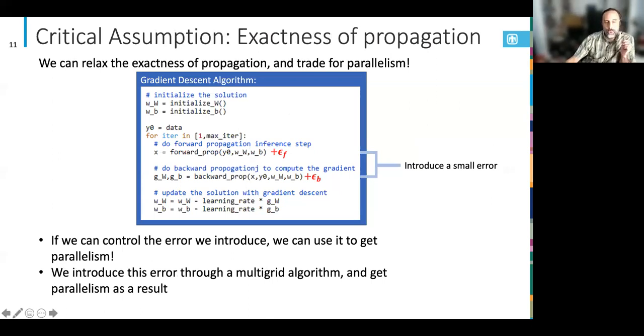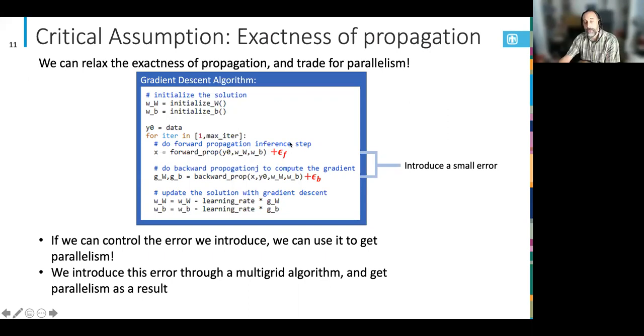We're going to relax the exactness assumed in traditional forward and back propagation by introducing an error. That error is going to be controlled by whatever algorithm we use to introduce it. But ultimately, it will give us an approximation to the forward propagation that we can exploit to get better performance.